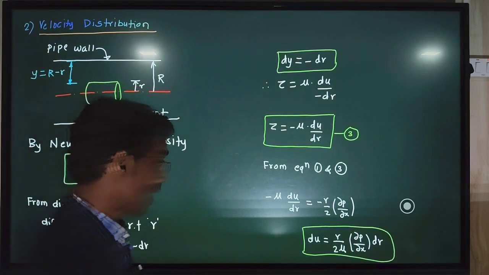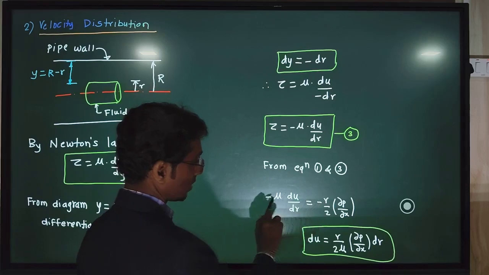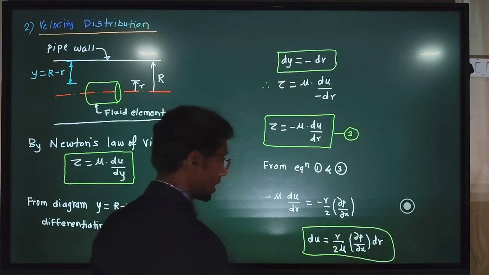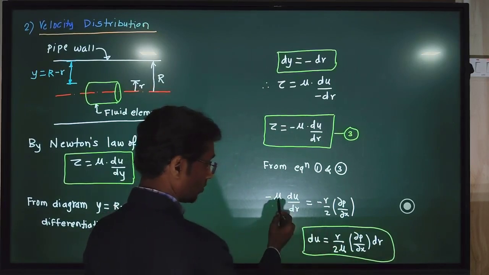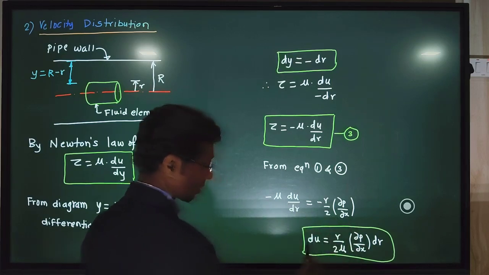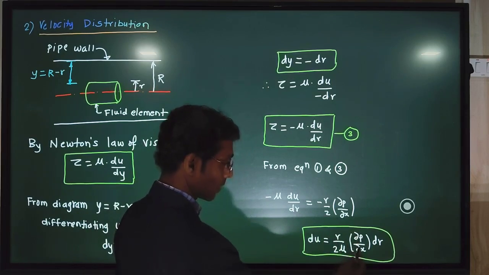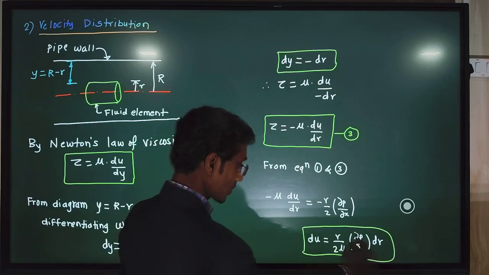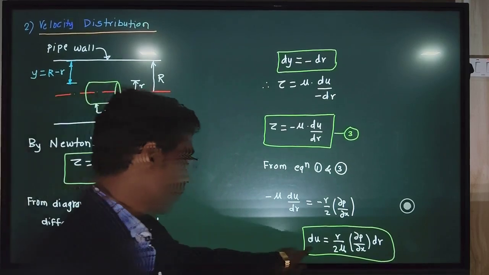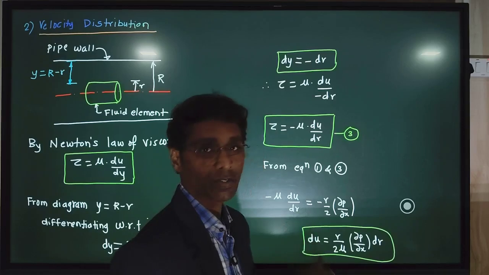This equation we arrange in the form of du, that is the change in velocity. This minus sign is on both sides, so it vanishes. dr comes on the right side of the equation, and this mu comes in the denominator on the right side. So the equation becomes du is equal to r divided by 2 mu into delta p by delta x into dr. This is the equation for change in velocity. Now this is in differential form. In order to get the velocity equation, we have to integrate this equation.